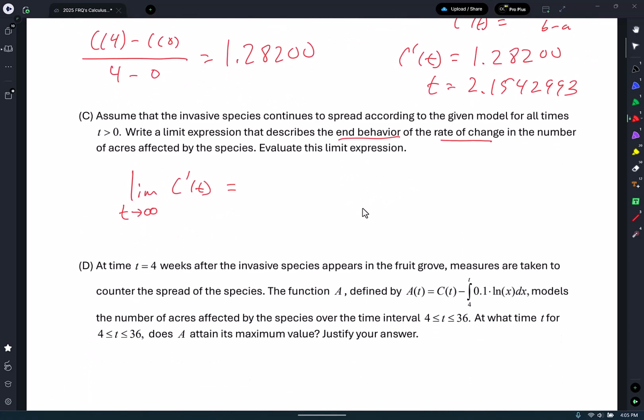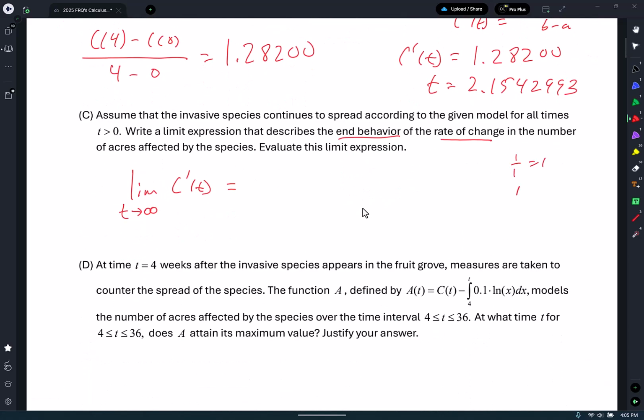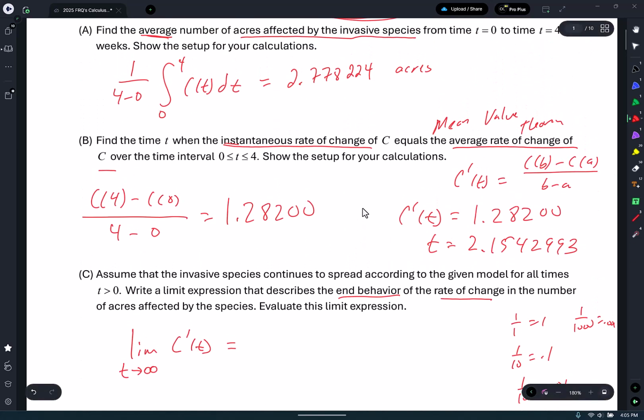I mean, you also have a calculator, by the way. 1 divided by 1 is 1. 1 divided by 10 is 0.1. 1 divided by 100 is 0.01. 1 divided by 1,000 is 0.001. What do you think this output is approaching?